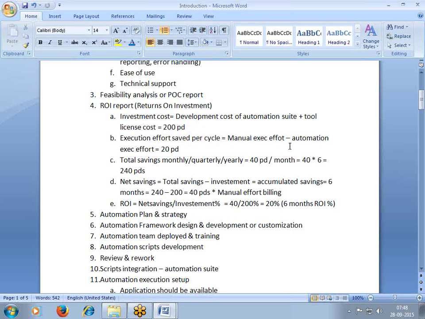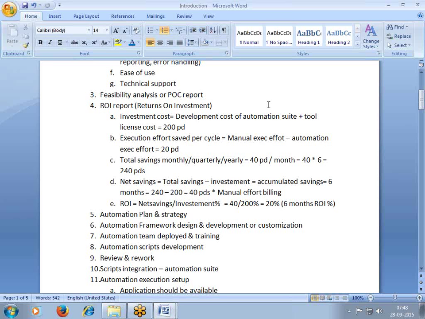By running these 500 test cases by automation, how much time will it take? What is the difference? That will be calculated. For example, you have 500 test cases. How much time will it take to run 500 test cases manually?